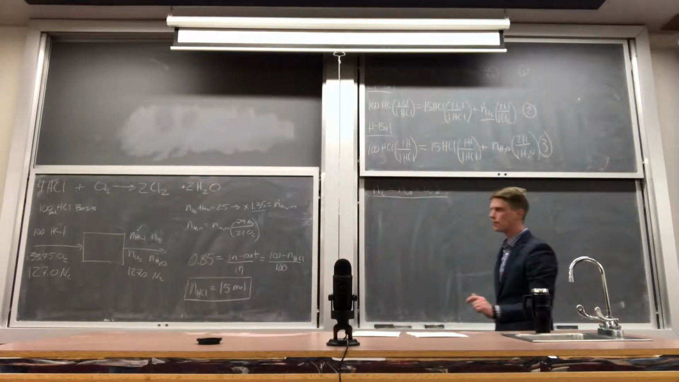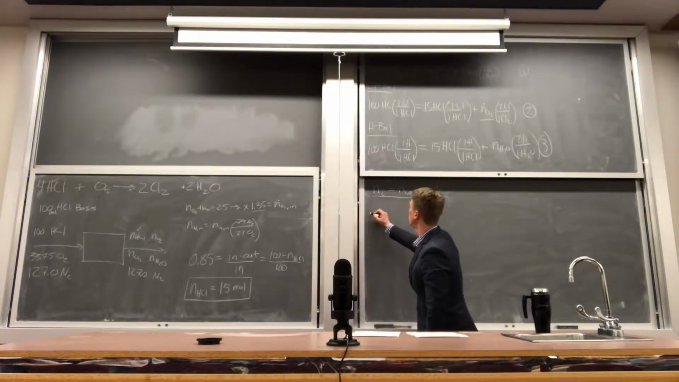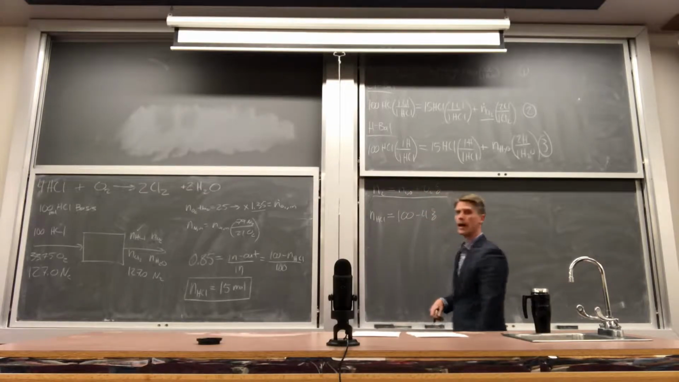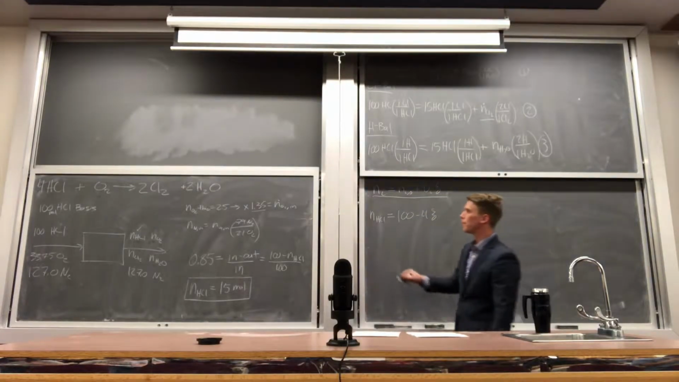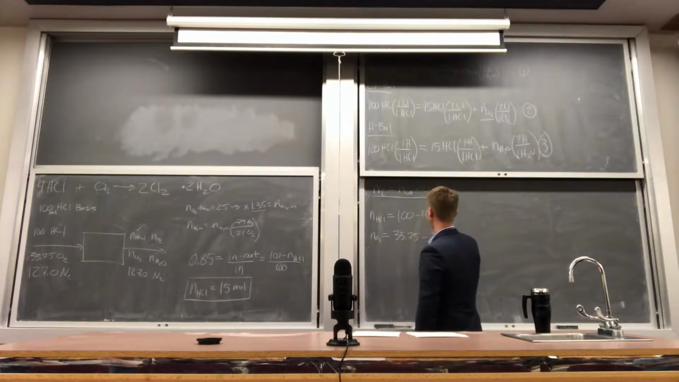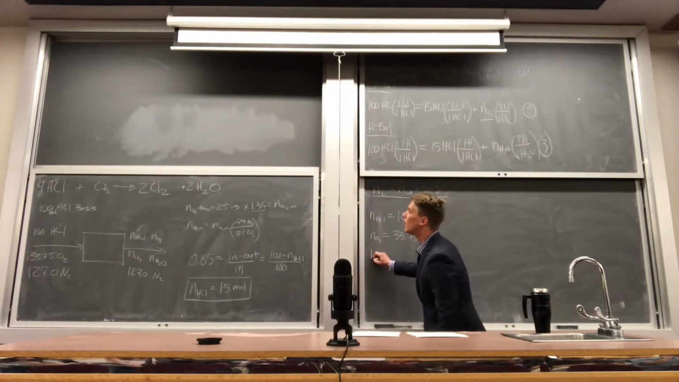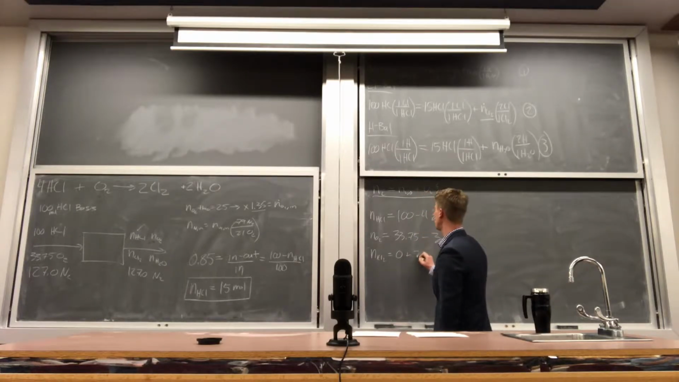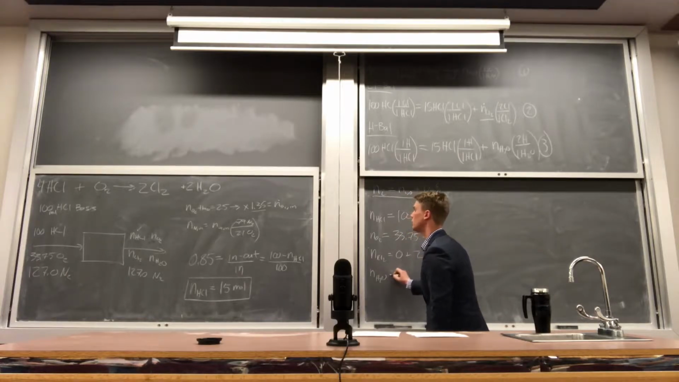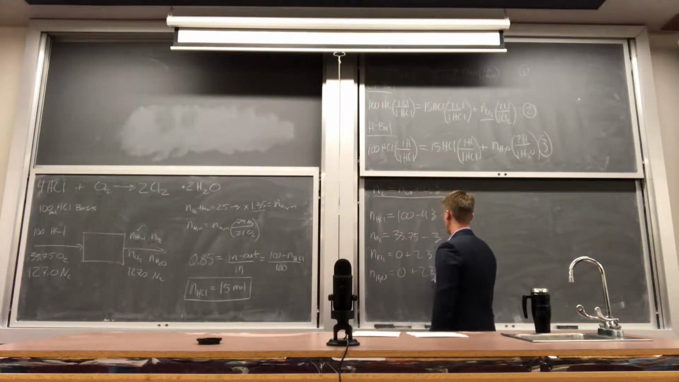Okay, let's list them. So N_HCl is equal to 100 minus 4 times the extent of reaction. N_O2 is equal to 33.75 minus the extent of reaction. N_Cl2 is equal to 0 plus 2 times the extent of reaction. And N_H2O is equal to 0 plus 2 times the extent of reaction.